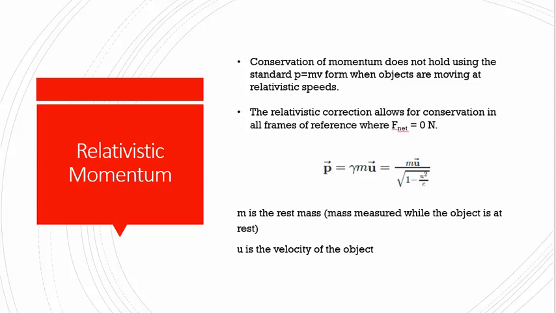And just like other motion at low velocities, the relativistic momentum is very much the same as classical momentum, but once you get closer to the speed of light, you're going to end up with a big difference. And it actually approaches infinity as the object's speed approaches the speed of light.